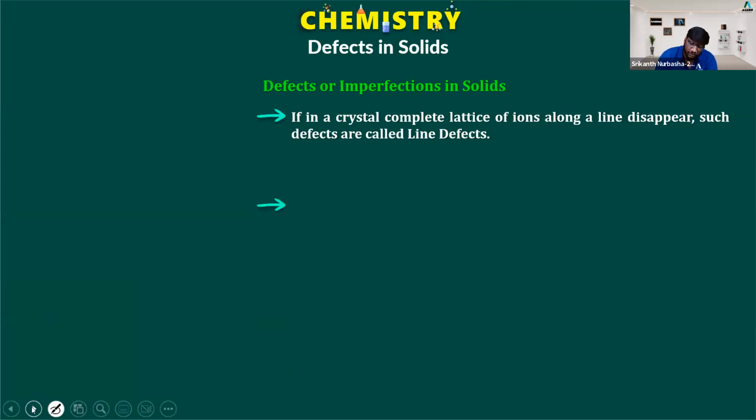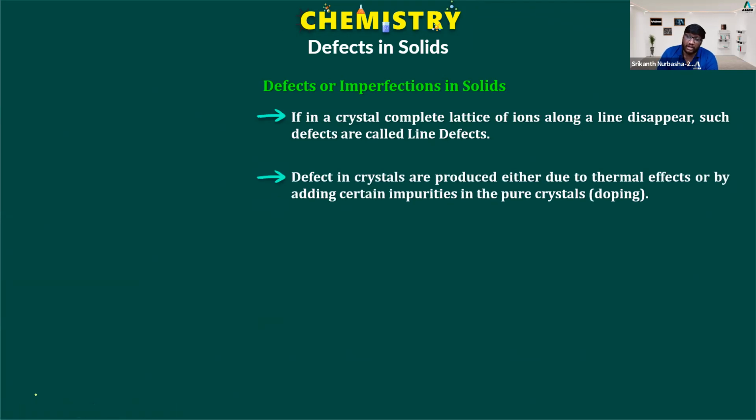Along a line, if all the points are disappearing, then that is said to be a line defect. Defects in crystals are produced either due to thermal effects or by addition of certain impurities known as doping. We can add an impurity to do the doping, or in a crystal complete lattice of ions along a line disappear. Such defects are called line defects.